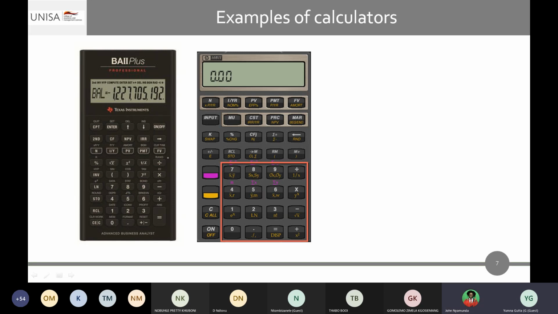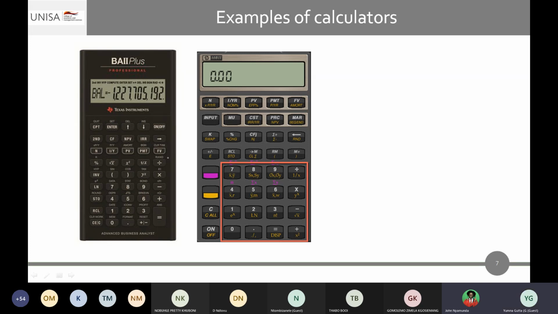People are posting the types of calculators they have. Desiree says I have an HP 10B II. Numbuso has a Sharp EL-738. Justice has an HP 10B. Okay, so it's Sharp and then HP.